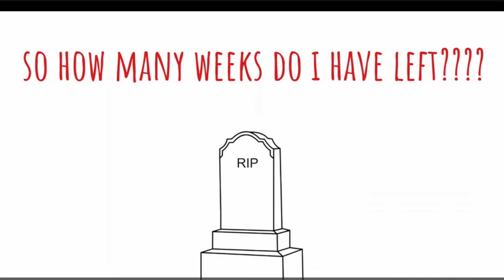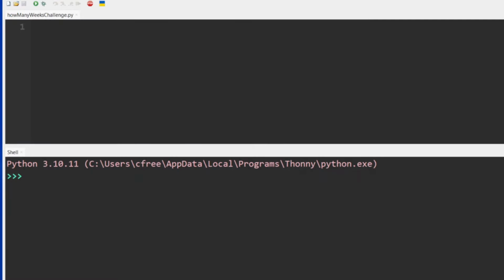So if we're looking at that, how are we going to write this up? Our goal is to write a formatted string where we input our age, and what we get out of that is how many weeks we have left in a string.